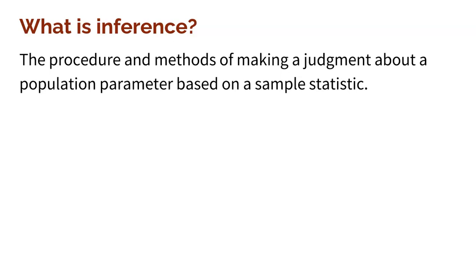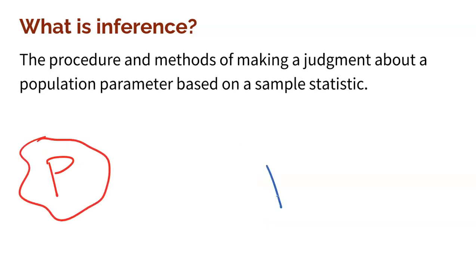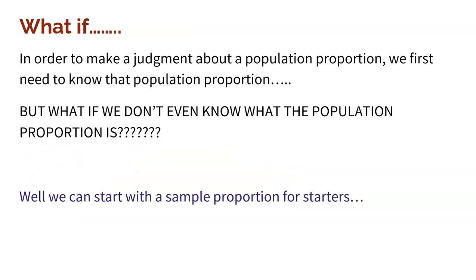That's what inference is. We want to make a judgment about a population proportion, and we're going to do that by getting a sample proportion and using that sample proportion to make a judgment about that population proportion. But in order to make a judgment about a population proportion, we first need to know that population proportion. Then we could say, hey, I think it's more, I think it's less, or I think it's perfect.